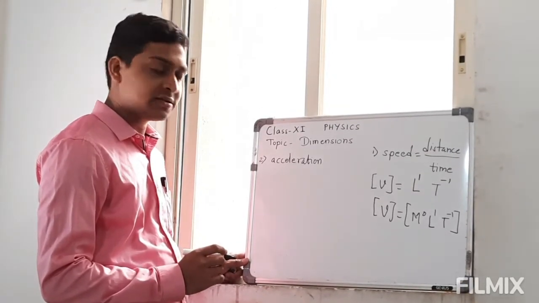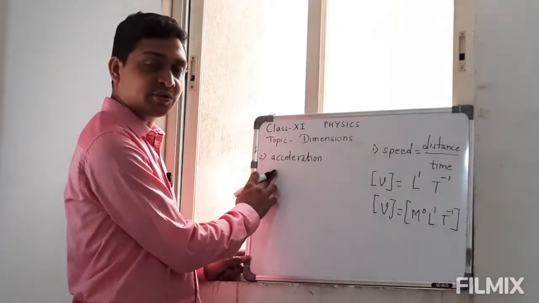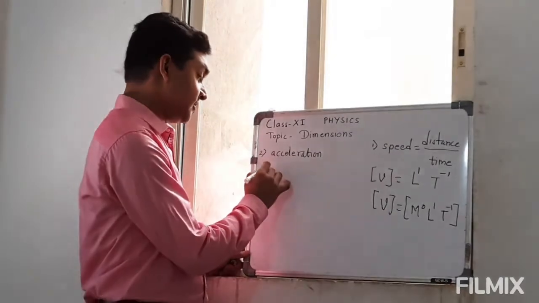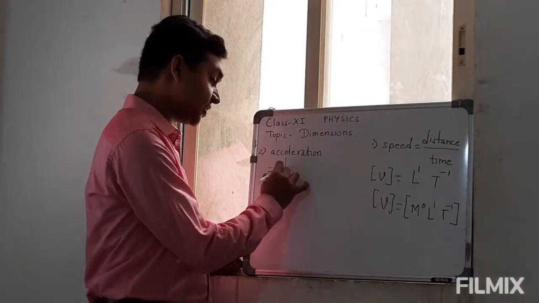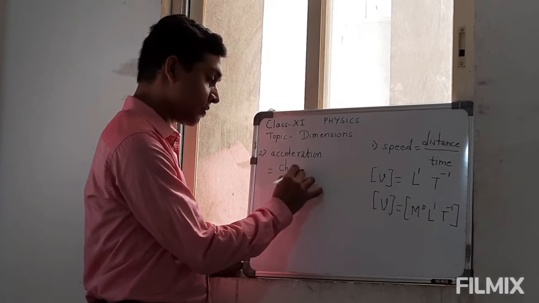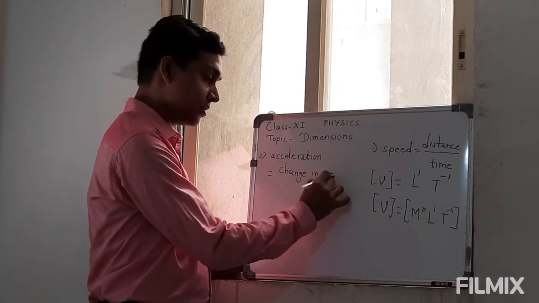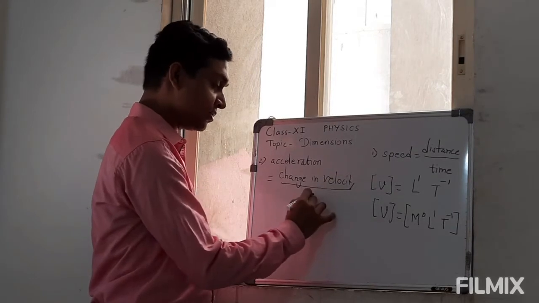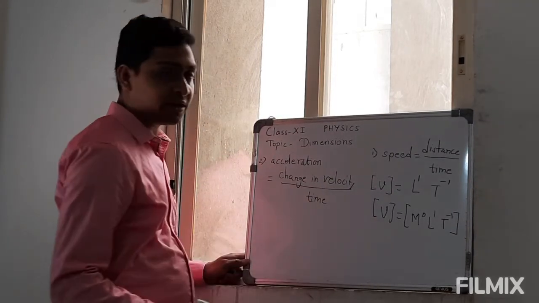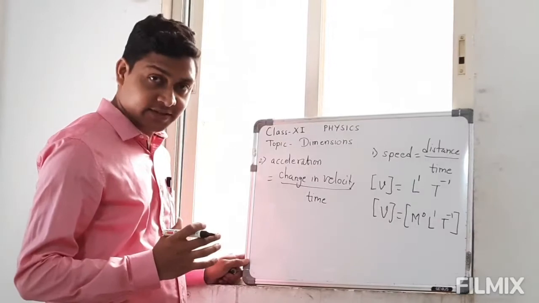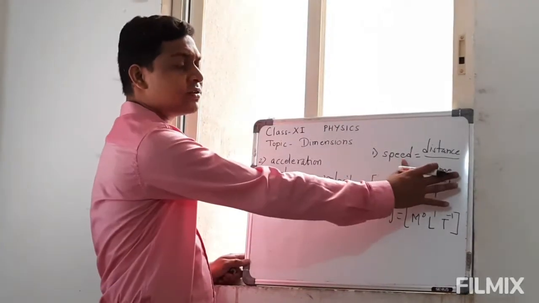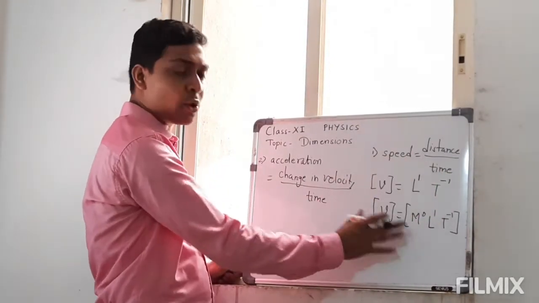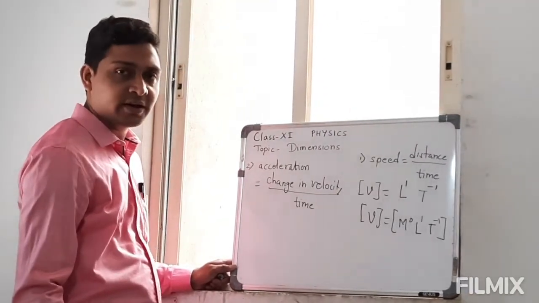Second example we can consider, that is acceleration. What is the formula for acceleration? Yes, it is change in velocity per unit time. Change in velocity upon time. So you have to remember that whenever we want to find dimensions, first you need to remember the formula, and on the basis of the formula only we are going to find dimensions.